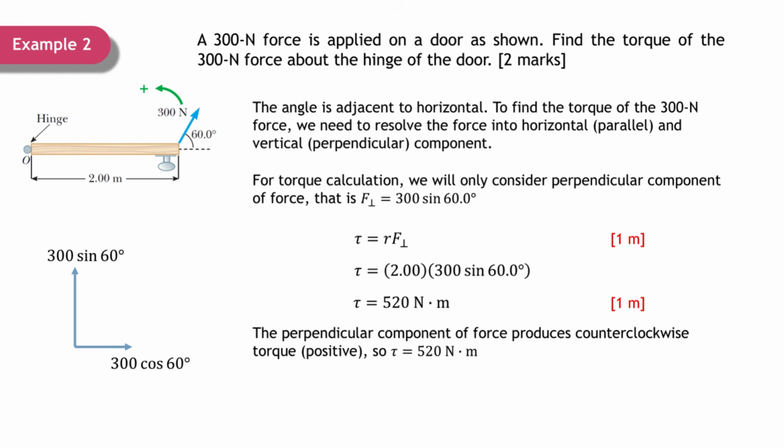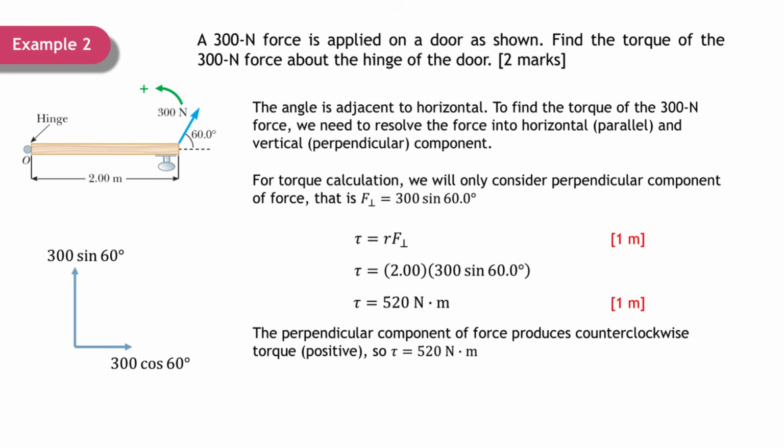In this example, the force is applied at an angle of 60 degrees to the horizontal. Since the angle is measured from the horizontal, we first resolve the force into horizontal and vertical components. Notice that the horizontal component acts along the door, so it passes through the hinge and does not produce any torque. Only the perpendicular component, 300 sin 60, contributes to rotation.